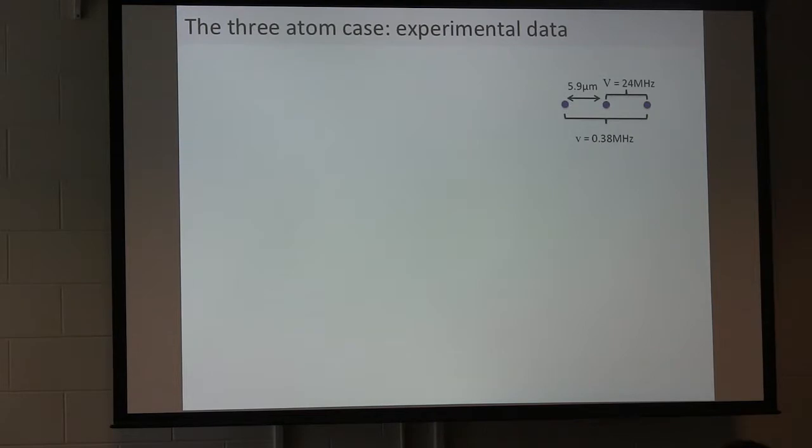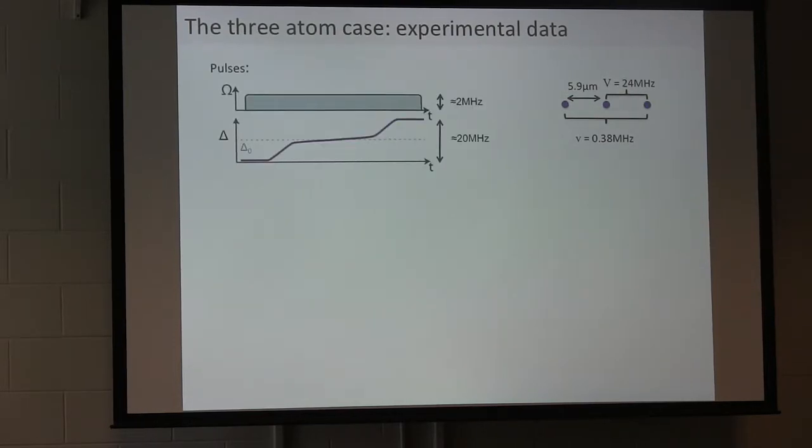All right, so experimentally, this is what our numbers are. This capital V is 24 megahertz. Then the next nearest neighbor interaction is this divided by 64, which is on the order of 400 kilohertz. And we typically sweep across the bare atom resonance from minus 10 megahertz to plus 10 megahertz. And our Rabi frequency is basically a square pulse at 2 megahertz, which is a typical Rabi frequency.